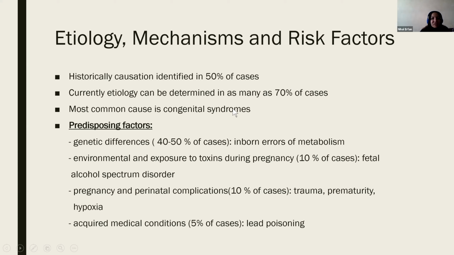And the most common cause, obviously, is congenital syndromes, right? So genetic differences, things like inborn errors of metabolism, will give you 40 to 50% of cases. Environmental exposure to toxins, like fetal alcohol syndrome, will give you around 10% of cases. Pregnancy and perinatal problems like trauma, prematurity, hypoxia, will give you around 10%. And then acquired medical conditions, epilepsy, head injury, brain tumors will go under that. But the majority is more genetic.